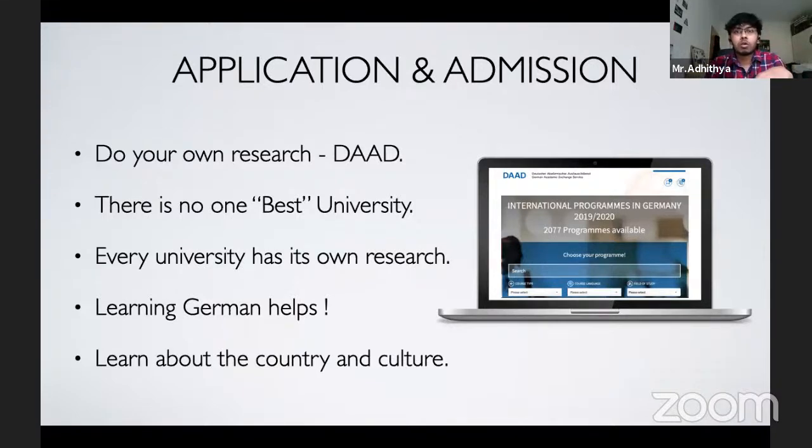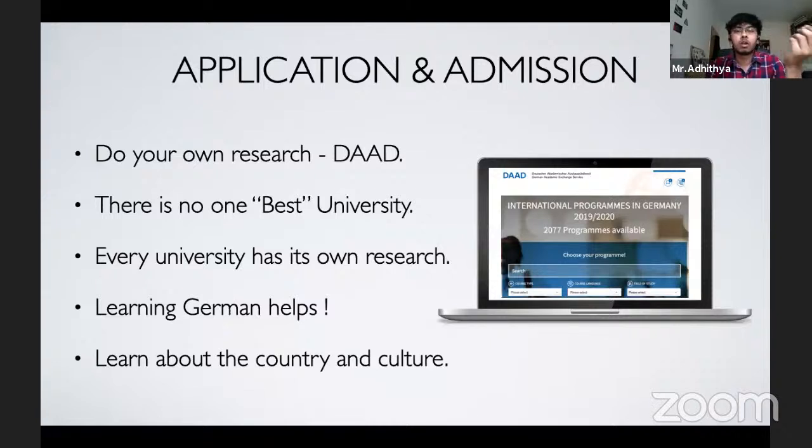So learning the local language when you're dealing with European countries is always really useful, because even if the program of study is in English, the local language is what will help you manage your basic day-to-day life, going outside, going to the bank, or doing any other work outside of university. You need to know the local language.